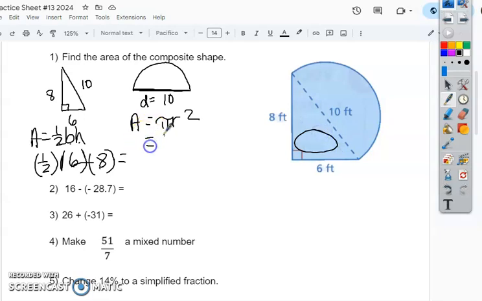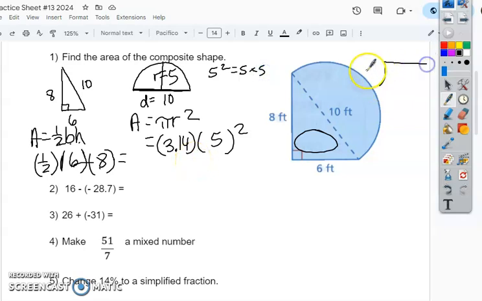Then here, we do pi r squared, pi. This says radius, so that means I need this. So radius would be half, right? The diameter goes all the way, radius is half. Okay. Remember, 5 squared means 5 times 5. So your job is to multiply that. Whatever you get, you divide it by 2. Watch your decimal there. And then the last part is add. You need to add both numbers.